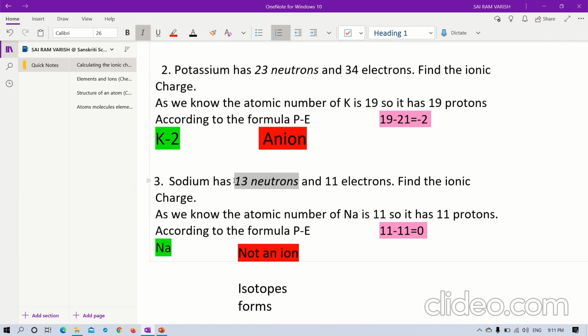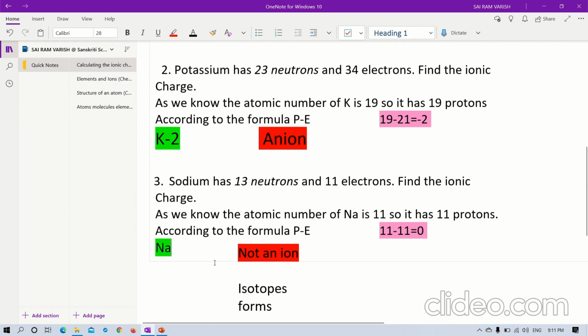As we know, there can be any number of neutrons and any number of electrons. So, just think it's another form of that element. So, think that there would be many forms of an element, and they are called isotopes just for now. Okay, so sodium has 13 neutrons, which is not useful, and 11 electrons, but we don't know the protons, so we can follow the same method.